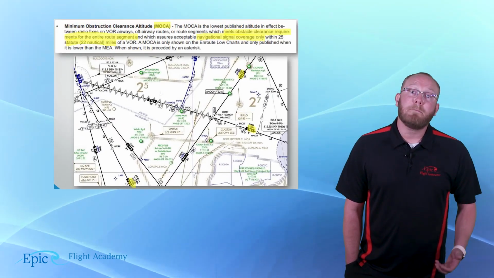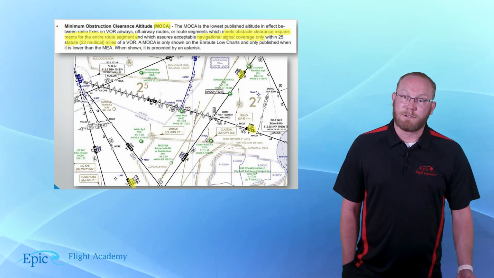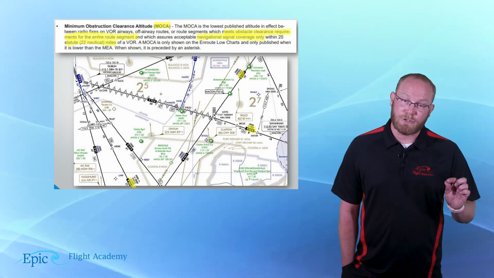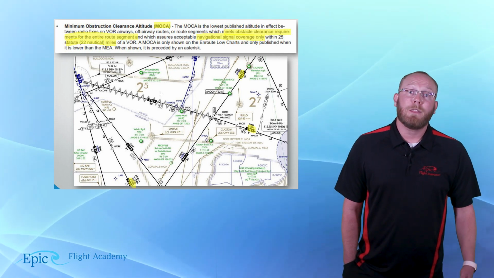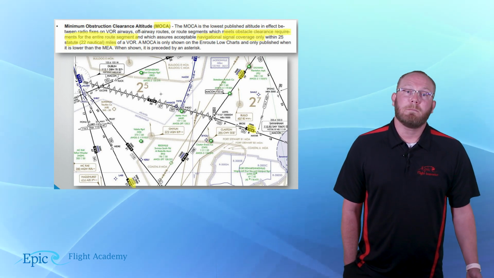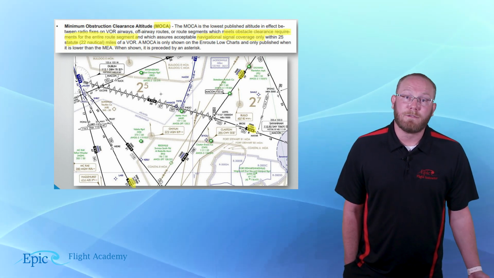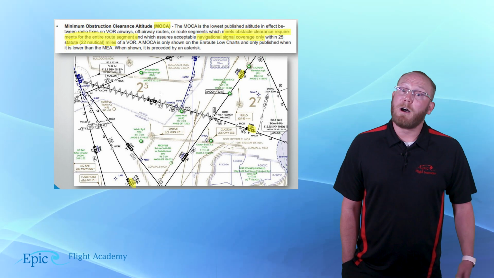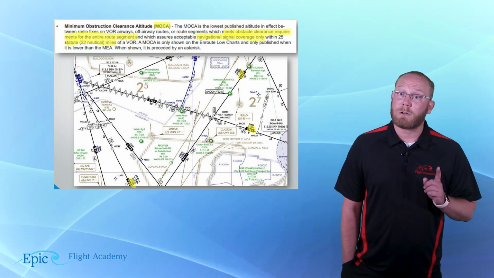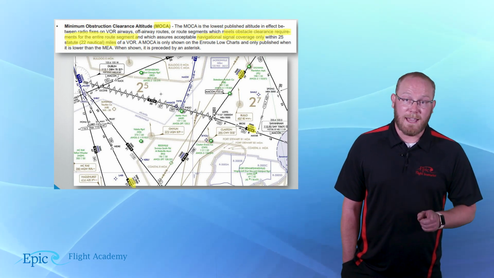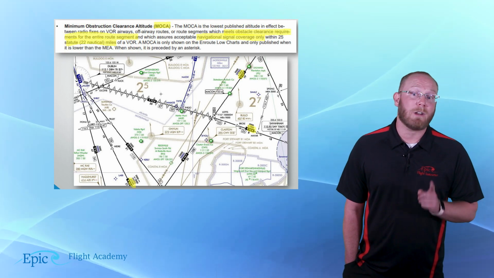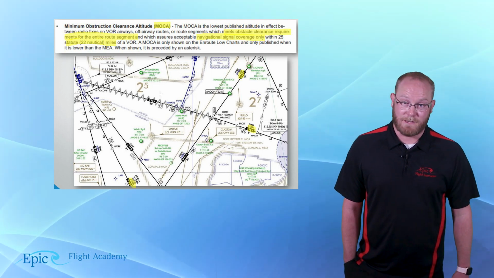The MOCA, or the minimum obstruction clearance altitude, again, they are highlighted in yellow, but these also have a little asterisk or a star next to them. The MOCA is the lowest published altitude in effect between radio fixes on VOR airways, off-airway routes, or other segments which meets obstacle clearance for that segment. But there's a key here. It's only within 22 nautical miles of that fix.